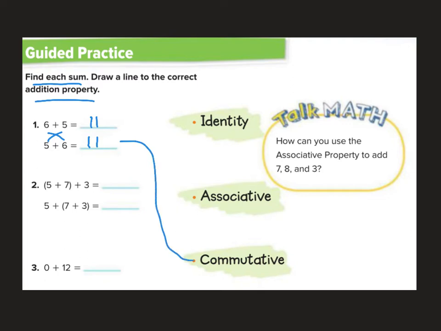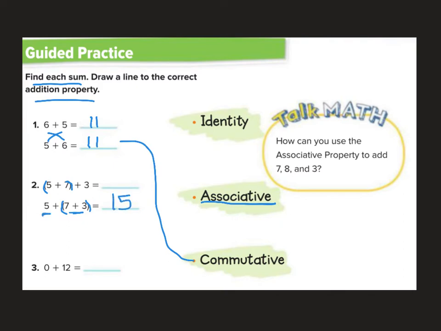Okay, now here's my big one for number 2. Look at these grouping symbols. Grouping is always the associative property, but let's take a look at why we are grouping. Look, we made a 10. 7 plus 3 makes 10, and 10 plus 5 is 15.